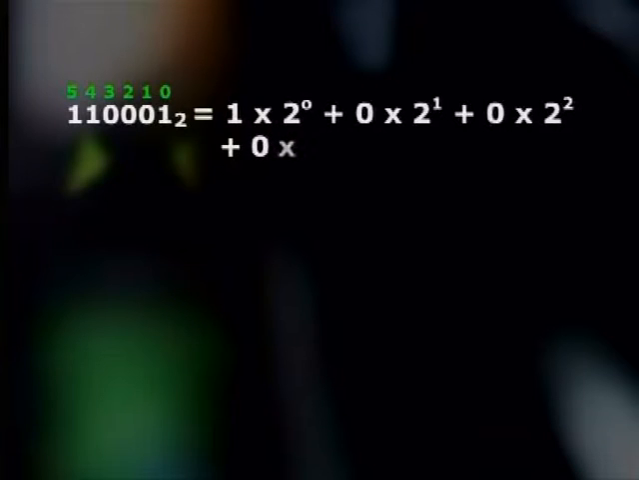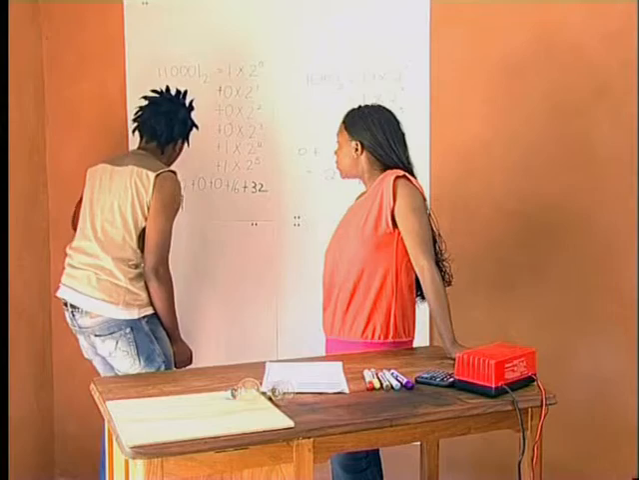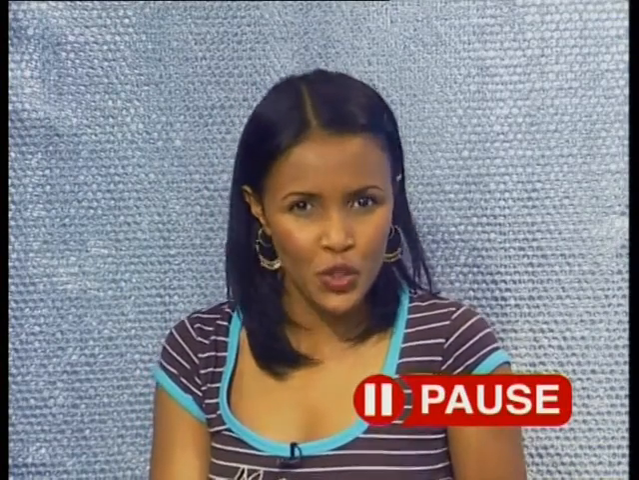Then here we're going to say plus 1 times 2 to the power of 4, plus 1 times 2 to the power of 5. That's going to give us 1 plus 0 plus 0 plus 0 plus 16 plus 32, and that is going to give us 49. Yes, Archie, working with the binary system is really not too difficult.